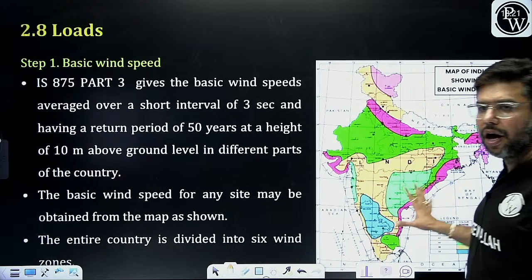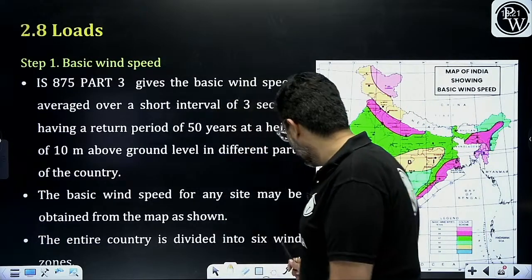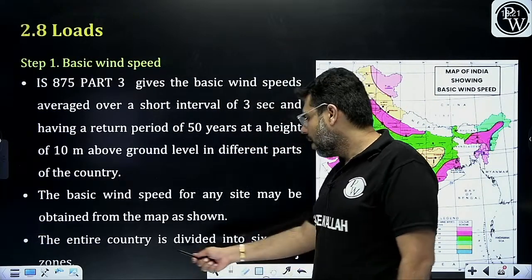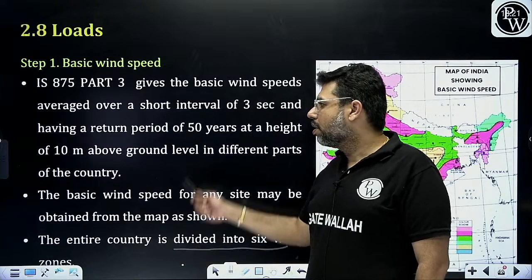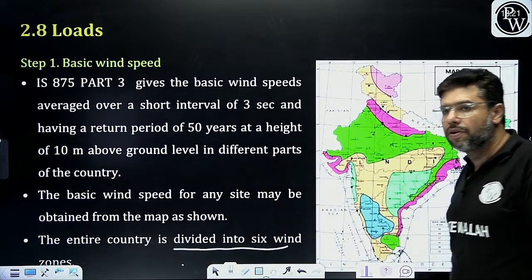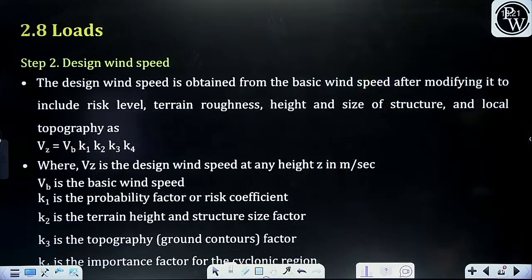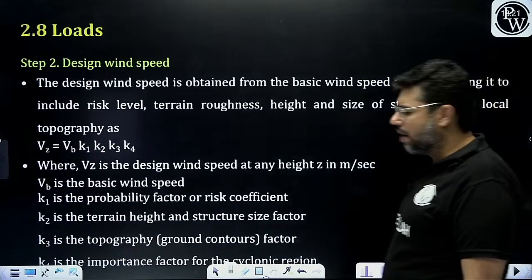This whole India map is given to us. The entire country is actually divided into 6 zones, and for every zone the wind speed is given for a 50 years return period. First you will have a basic wind speed that is adopted on the basis of the map given in the code. From there I will calculate the design wind speed.